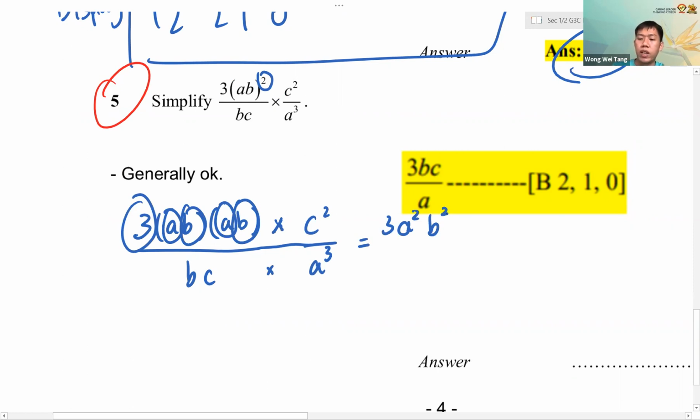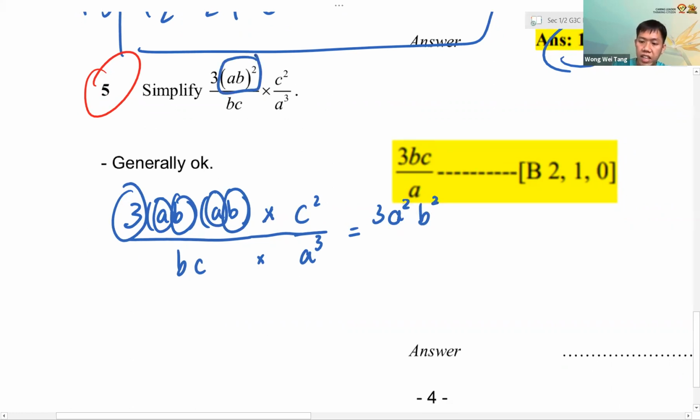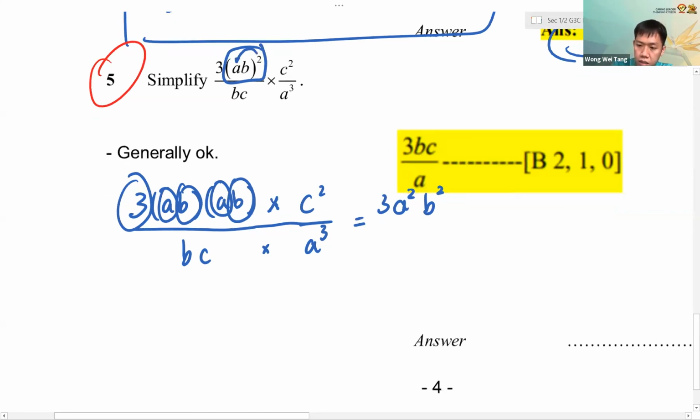So we see that when I expand AB, the entire thing squared, we get something like this, A squared times B squared. The power 2 is distributed to both the A and the B. Okay, then we have C squared. Denominator, A cubed, B and C.